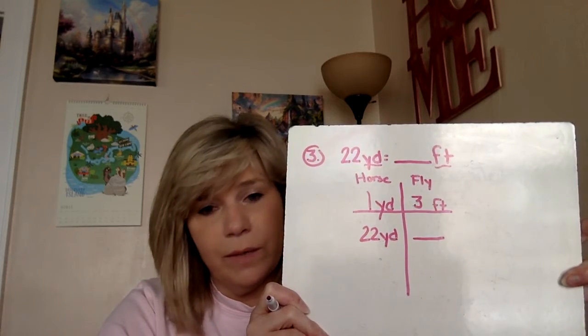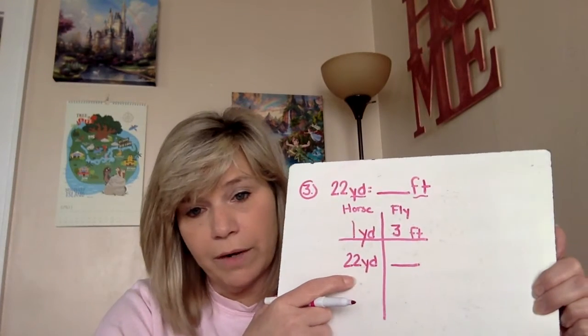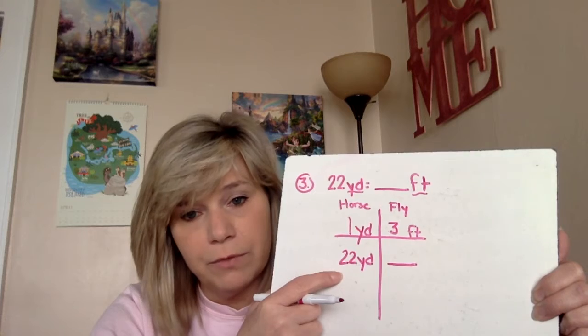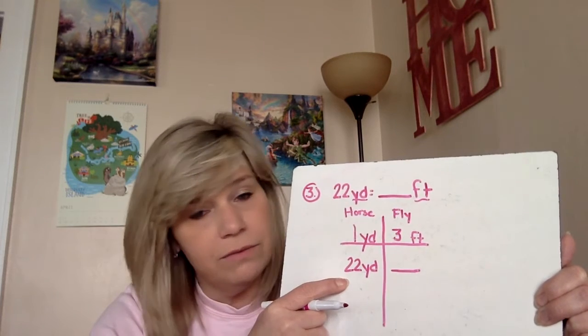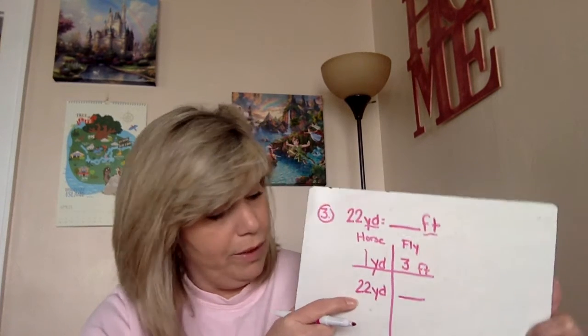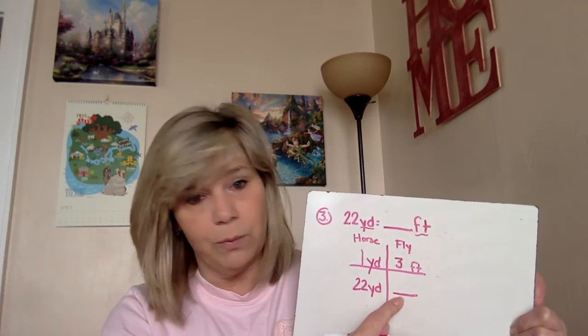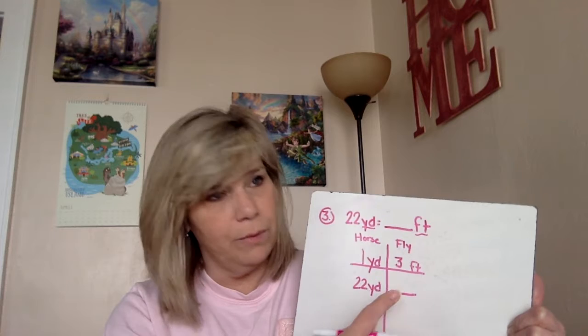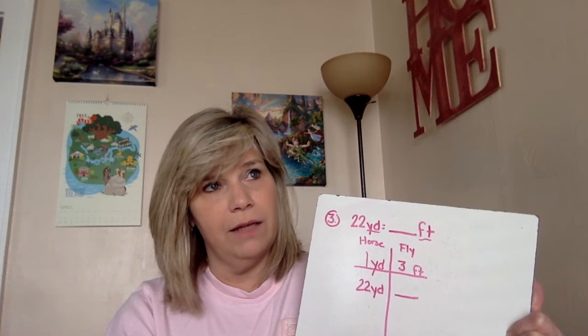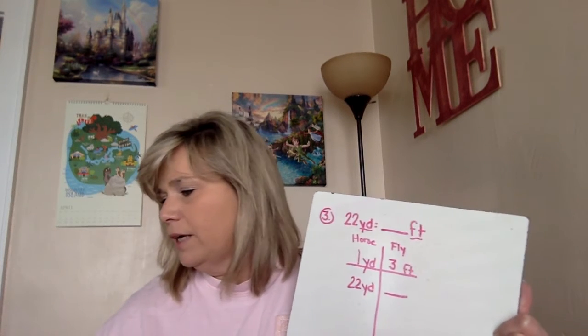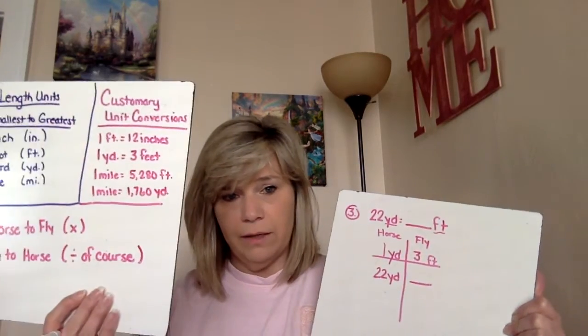So where are we going? Let's look where our number is. Wherever your number is, where you start, the number from your problem. Are we going from horse to fly or fly to horse? Well, we are going from horse to fly. We have to find fly. So remember our saying, horse to fly to horse. So we go back here and we say, horse to fly, multiply.